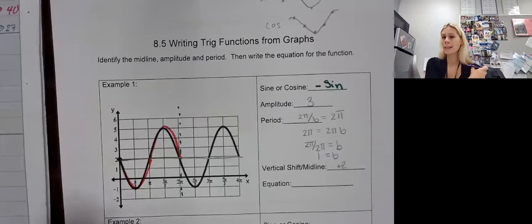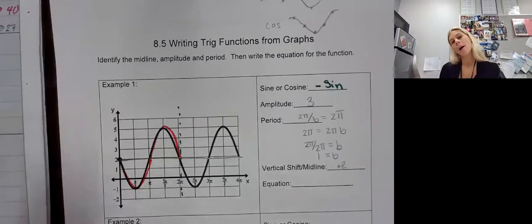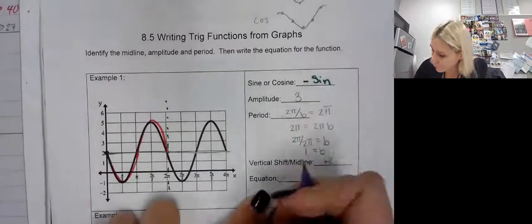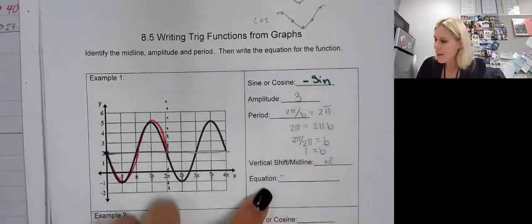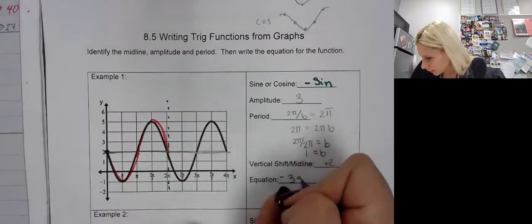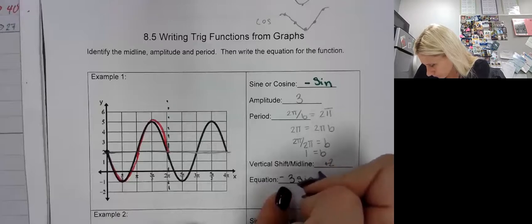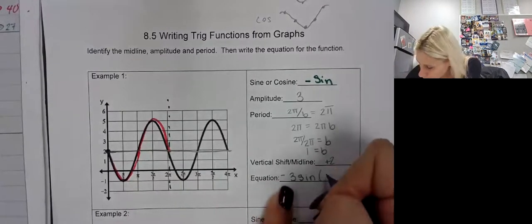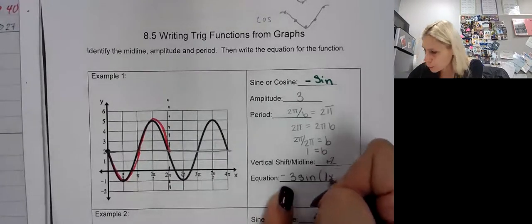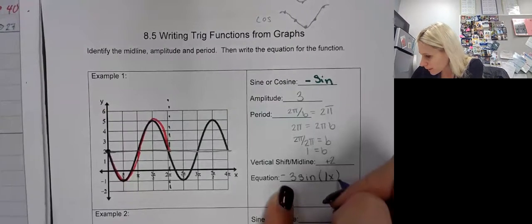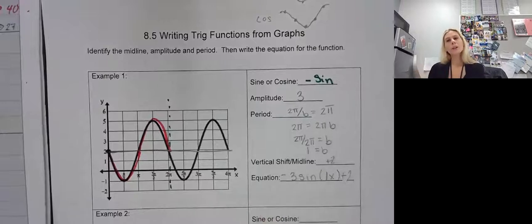All right, so how do we set this up for the equation? If you need a reminder, go back to your 8.4 notes. We always start, now it's a negative, so negative is always up front. My next value is my amplitude. Then it's my trig function. Then remember, it's the period times x, so I'm just going to write 1x, even though you do not have to write the 1. And then at the very end, what do we write down? We write down our vertical shift, which is a positive 2. And we just made our trig function.